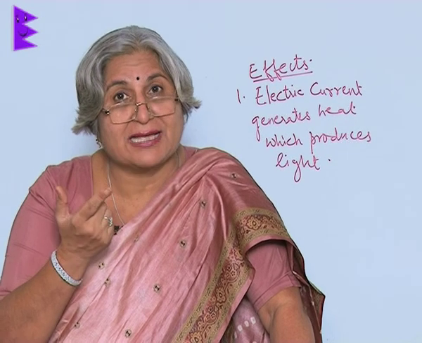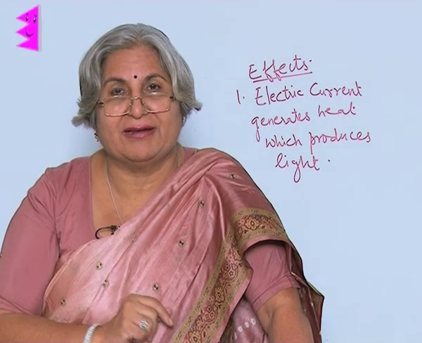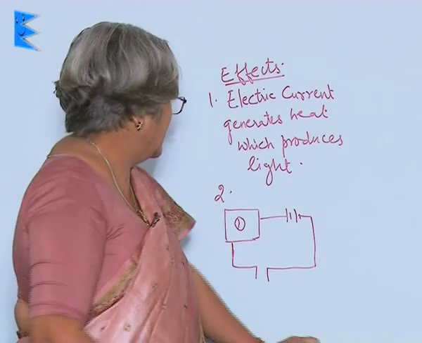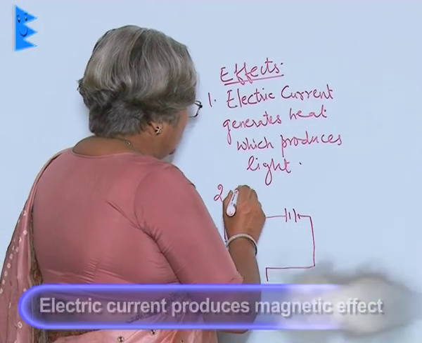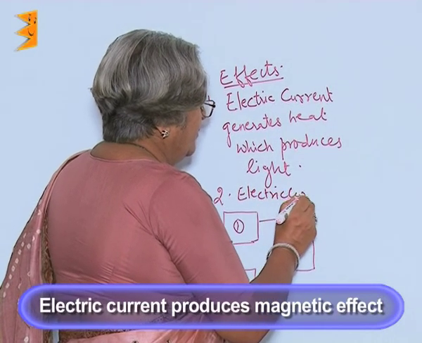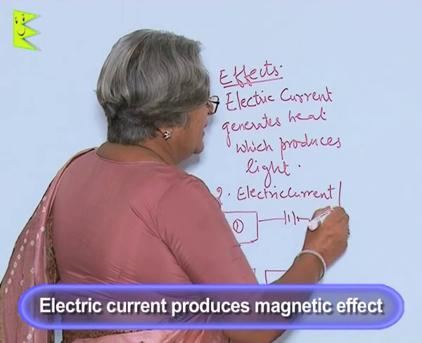And how has this come about? Because of the electric current. Isn't it simple? So, the second effect is that electric current produces magnetic effect.